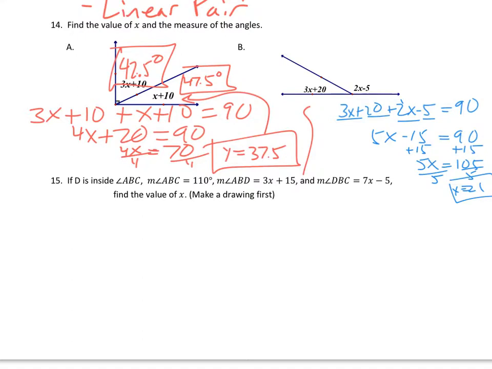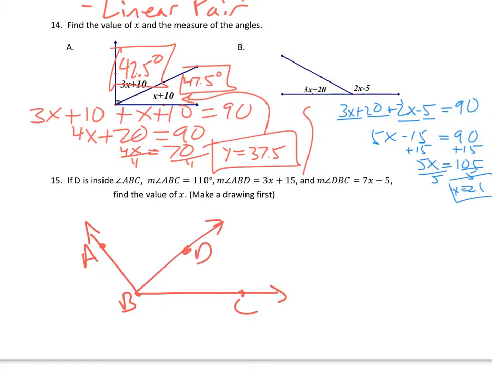Last one here, we got D is inside angle ABC. Okay, we got to draw this out now. We know that ABC is 110 degrees. So we're told, and we can approximate A, B, make sure you label it, C is 110 degrees. Okay. And then ABD, so somewhere in here, D is in the middle. So ABD is 3x plus 15, and DBC is 7x minus 5.